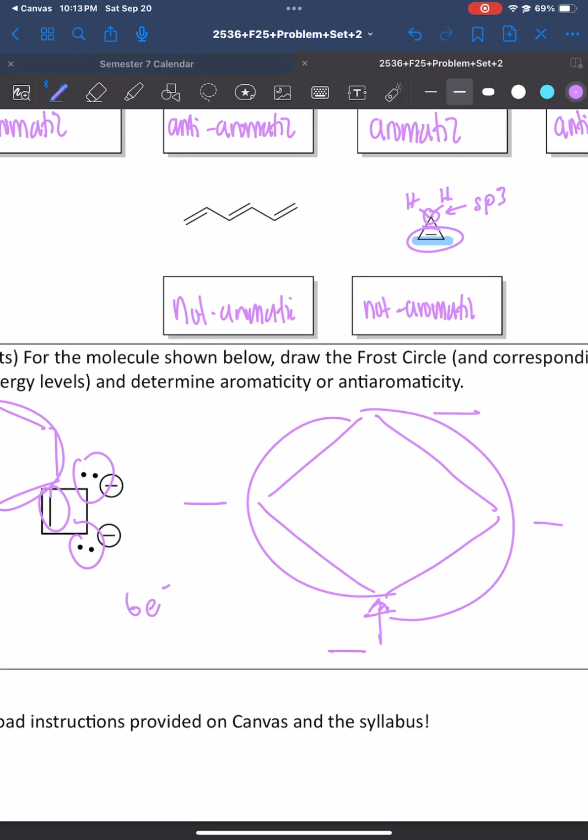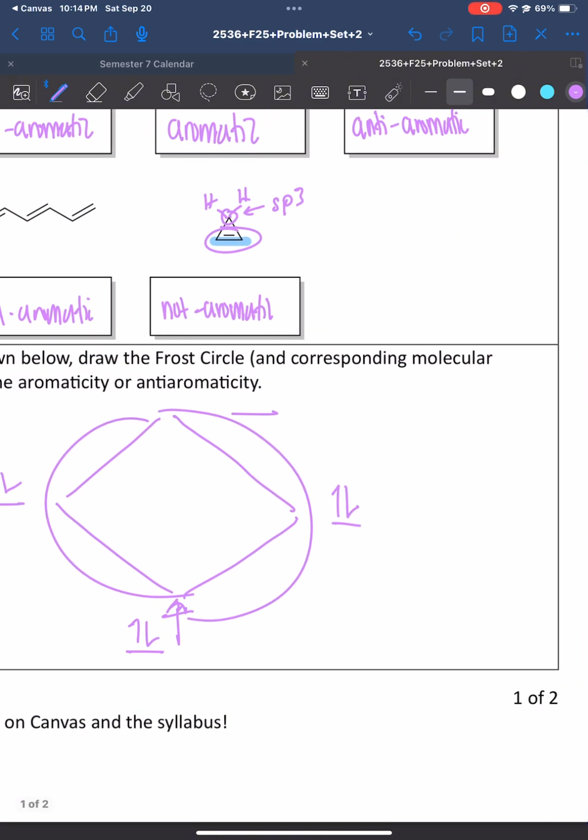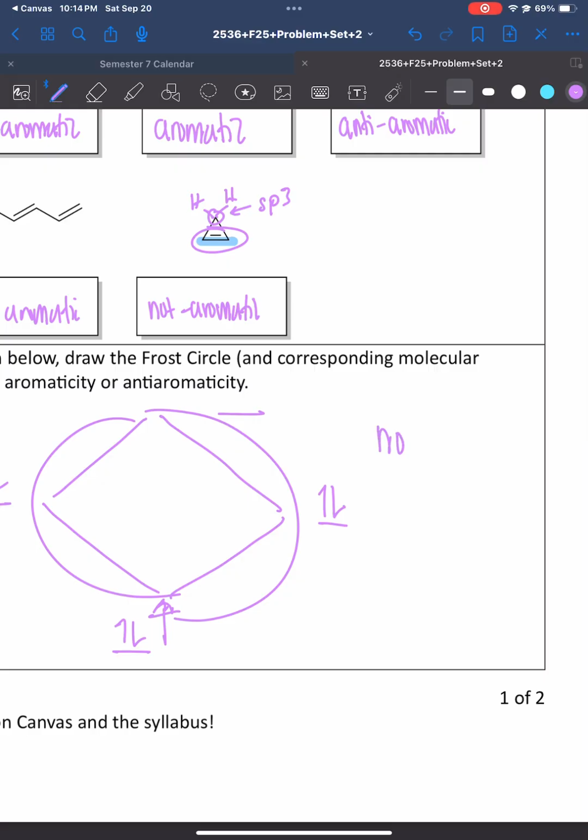So we must start filling these orbitals, going bottom up, following Aufbau's principle and Pauli exclusion principle. You guys all love Gen Chem, right? So let's go ahead and get started. We have 1, 2, 3, 4, 5, 6. So in this case, we have no unpaired electrons. No unpaired electrons, so this is going to be aromatic.